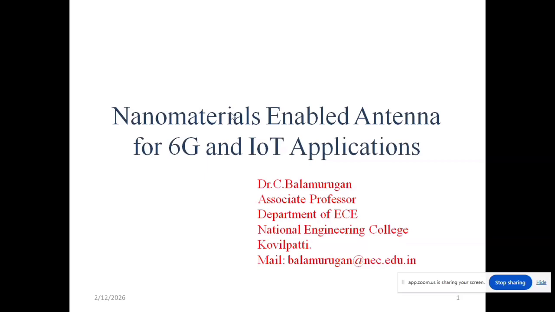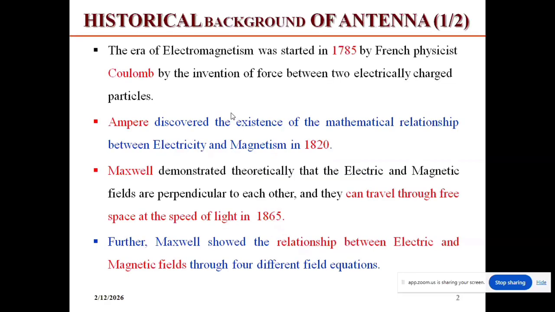That is the presentation outline. Let me proceed from the beginning. It is very convenient to start from the historical background of the antenna. The era of electromagnetism was started in the year 1785 by Coulomb. He discovered the force between two electrically charged particles. The force may be repulsive or attractive, depending upon the polarity of the charges. He found that the force is inversely proportional to the square of the distance between the two particles. That is the very first discovery in the history behind the antenna.